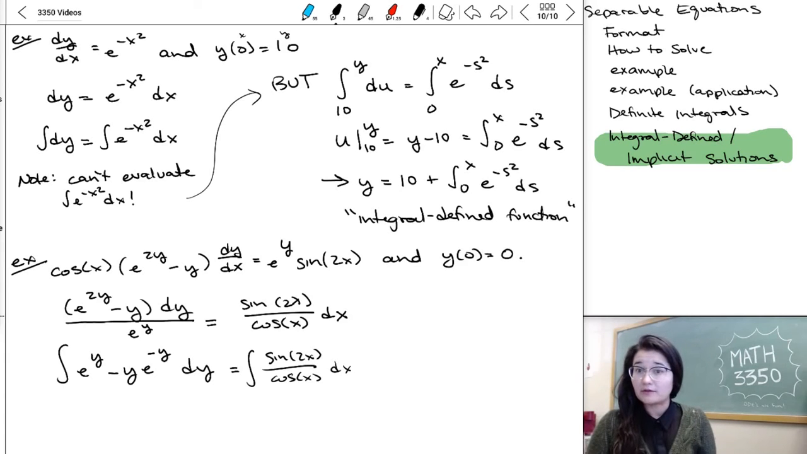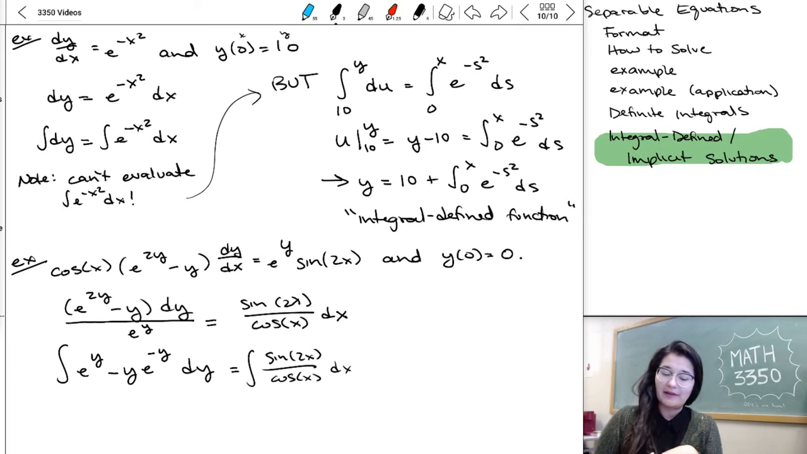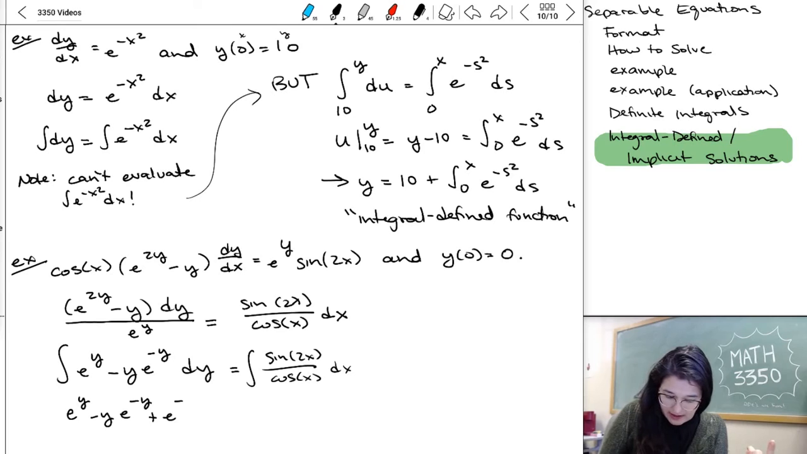But so we're to the point of trying to evaluate these integrals. And I just want to get this point across. I'm not super worried about your ability to do trig sub and integration by parts. So I'm just going to tell you this integral. Integrating e to y is just e to y, but then this minus y e to minus y, you would do integration by parts, get minus y e to minus y plus e to minus y. Not a tricky integral, but it just would take more time than I really want to spend on the rest of this video.